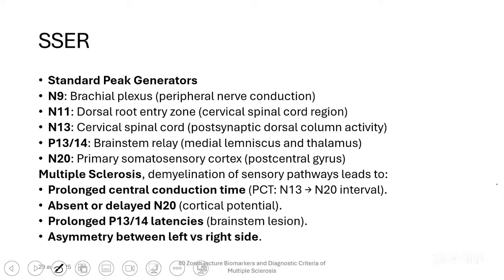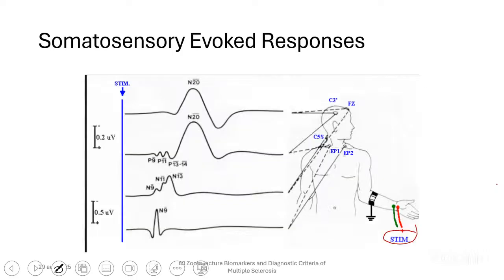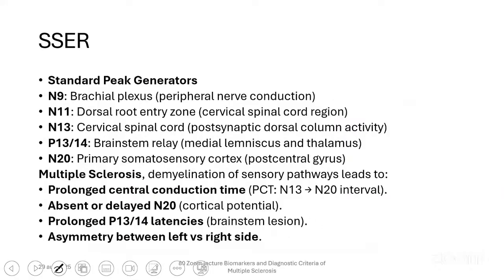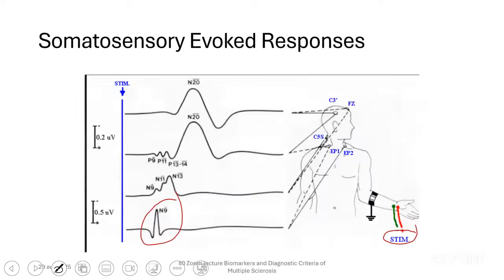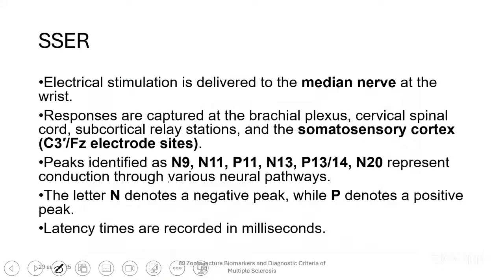The standard peak latency is, what is N9? It is brachial plexus. This is peripheral conduction. N9 is brachial plexus. N11 is the dorsal root entry zone, cervical spinal cord region. So N11 is this. This is N11, dorsal root entry zone.